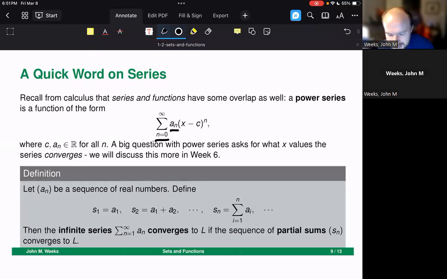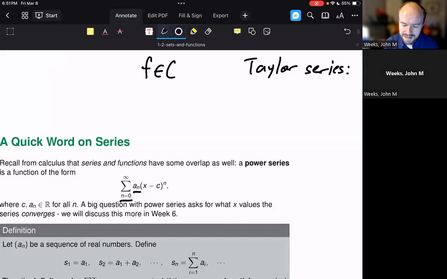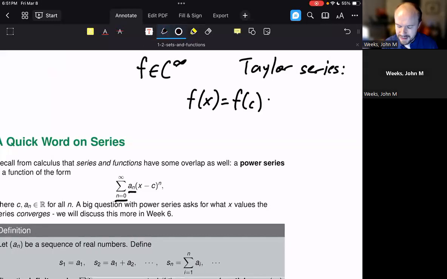Now, you may have seen this in terms of Taylor series. So let me give a brief example here. Taylor series: if I have a function that is infinitely differentiable, that is, if f is a C infinity function, then I can write f of x in terms of its Taylor series in the following way. I can take it to be centered at a specific point, like f of c, and then plus f prime of c times the value of x minus c.